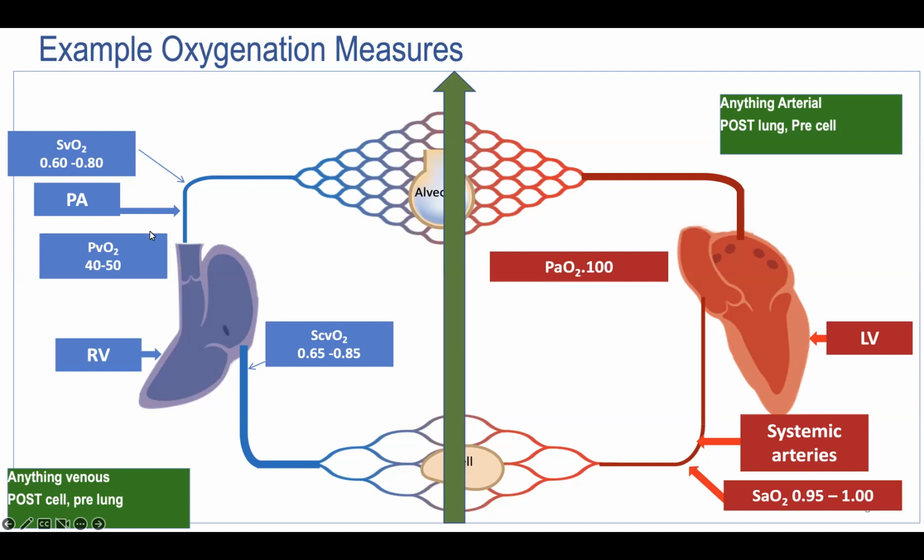PVO2, 40 to 50, that's a good one. Just remember it as 40 to 50, that'll make it easier for you. That's what is remaining in the dissolved state after the hemoglobin has released oxygen to dissolve into the blood, and the tissues have used that oxygen. So when the tissues are demanding more oxygen, your PVO2 drops, your hemoglobin releases oxygen, and your SvO2 drops.